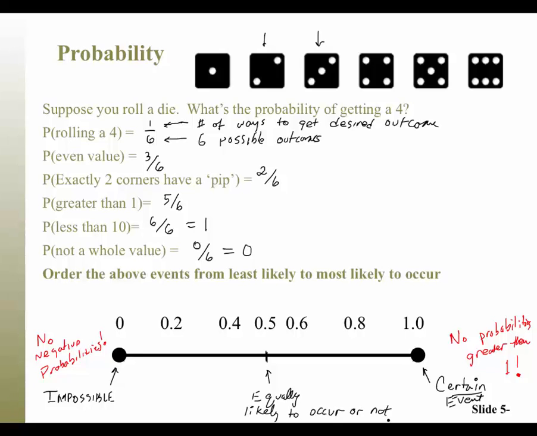Okay, what else did we have along the way? After 0, what was the next most likely thing? Rolling a 4. So that's 1/6, about 0.17, right here. And then what was next? This one that I said, exactly 2 corners have a pip. That's 1/3, or 0.33.